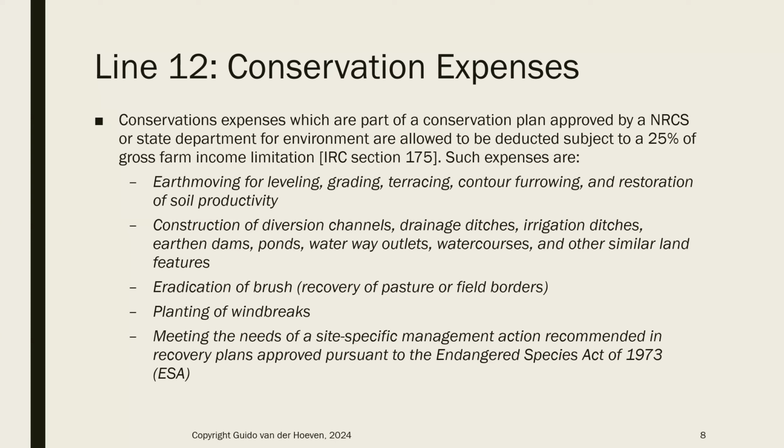Earth moving, for leveling, grading, terracing, etc. There could be construction of diversion channels, drainage ditches, irrigation ditches. Those are very common that we would see, particularly in the eastern part of North Carolina, where we get out into the coastal plain. It's not to say that we don't have these kind of items in the Piedmont or maybe in the mountains. We would definitely see more terracing in the Piedmont or in the mountains. If you're building some dams or some ponds for water conservation purposes, looking at waterway outlets, those kind of things.